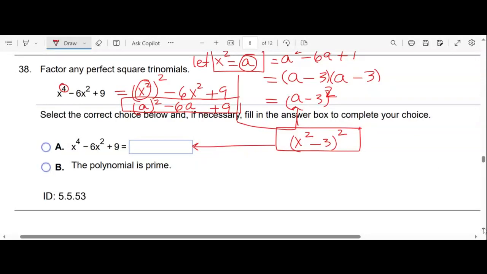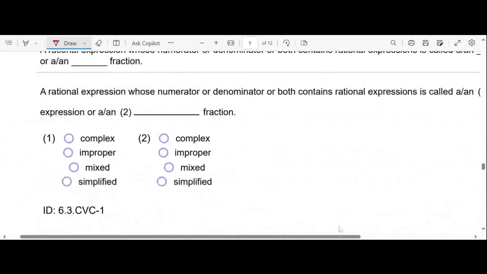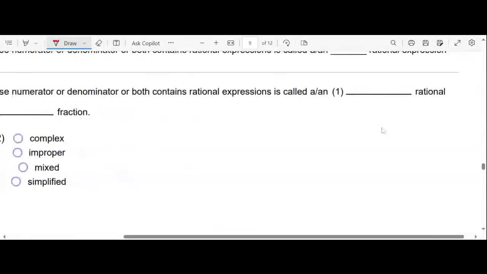Fill in each blank so that the resulting statement is true. A rational expression whose numerator or denominator or both contains rational expressions is called a complex rational expression or a complex fraction. So that's the answer for the last one. So you're going to say it's called complex rational.